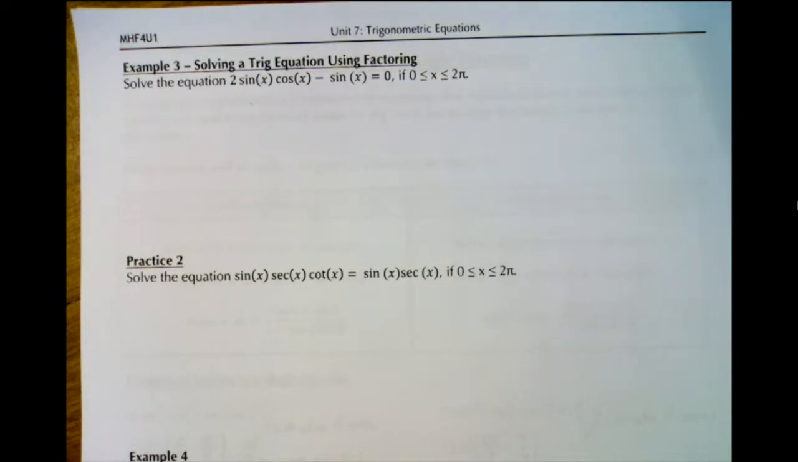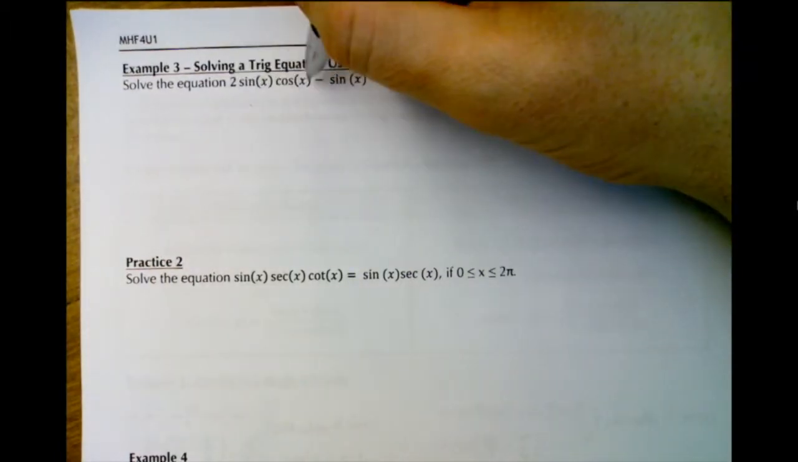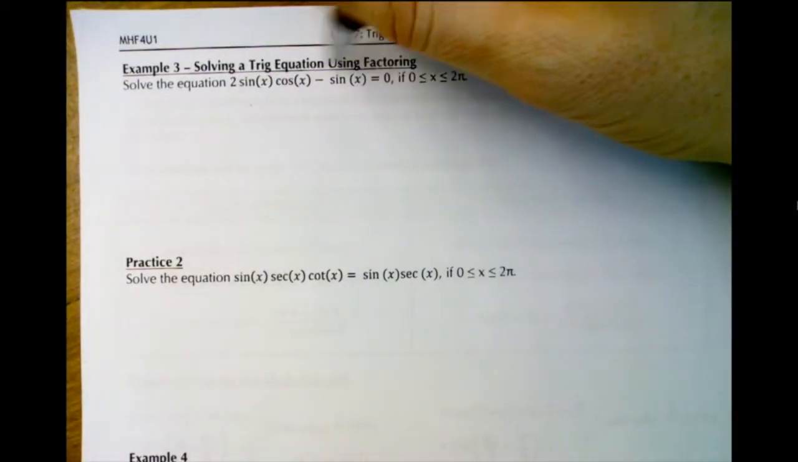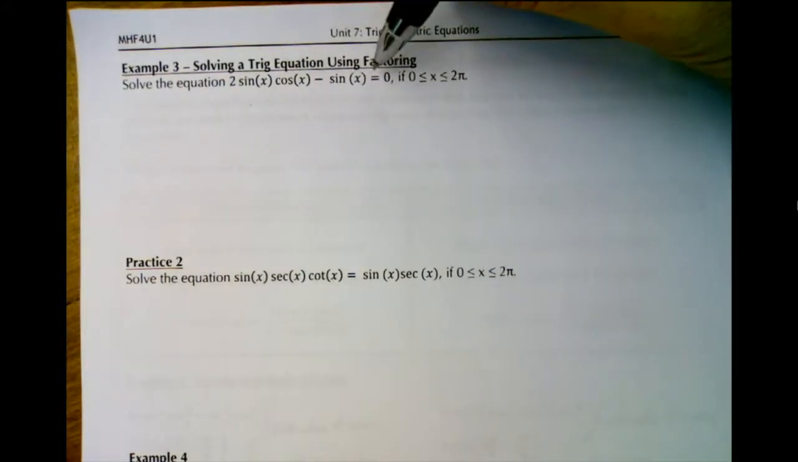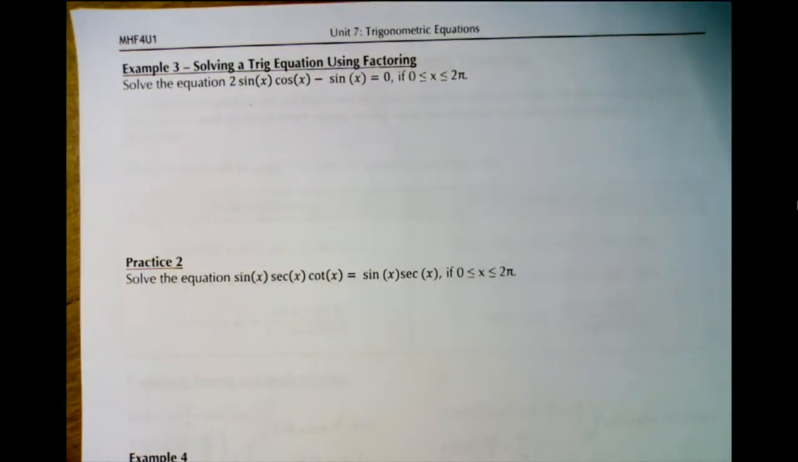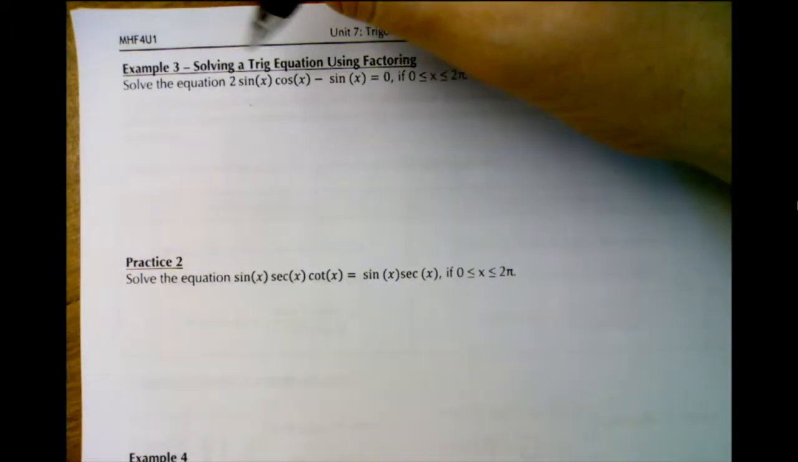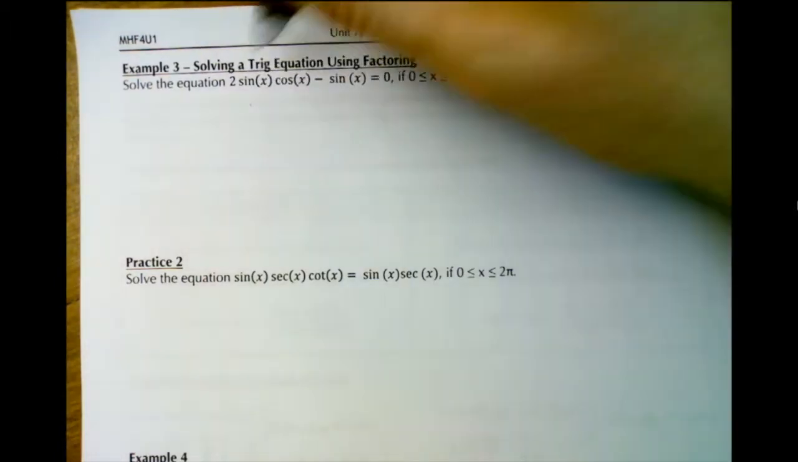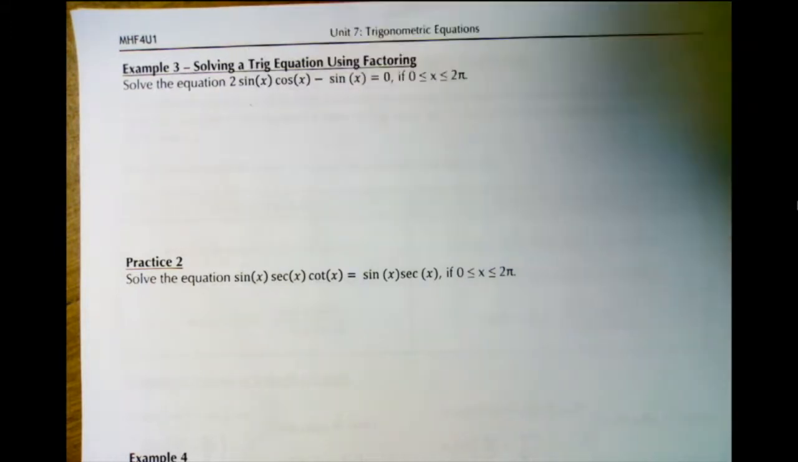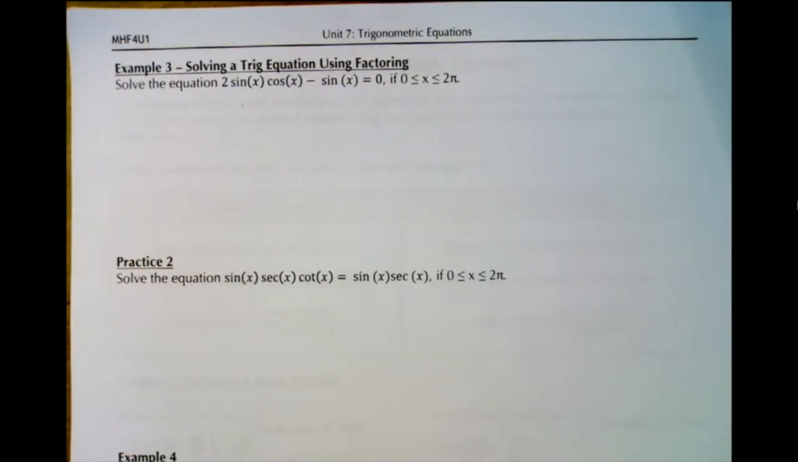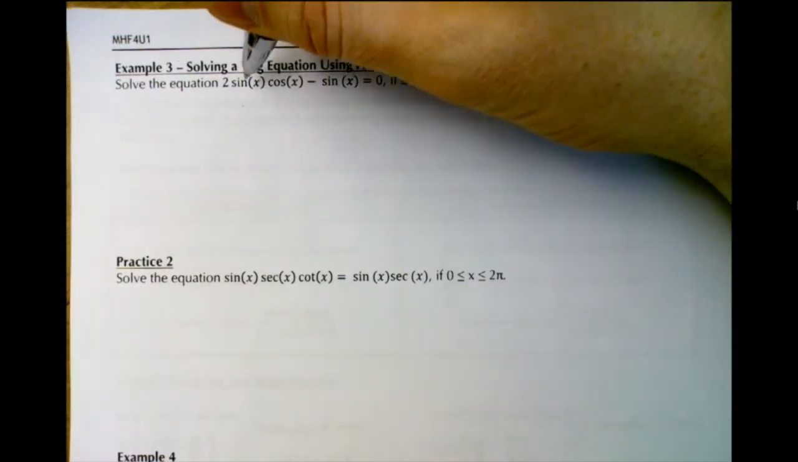What we have here is 2 terms: this 2 sine x cos x and this negative sine x. And we're looking for when it equals 0, between 0 and 2 pi. What we have here is a common term in both of these terms. Sine x is in both of these terms. So what we can do is something called common factoring. We can common factor sine x.